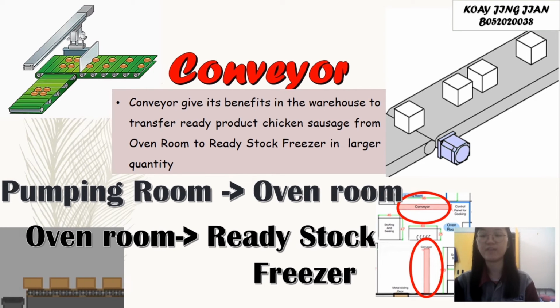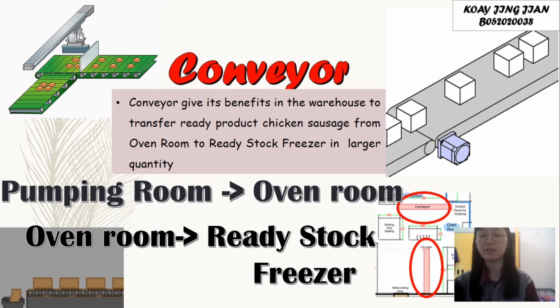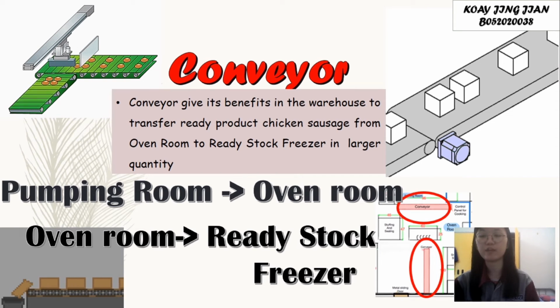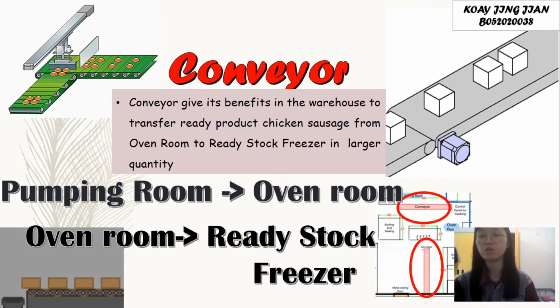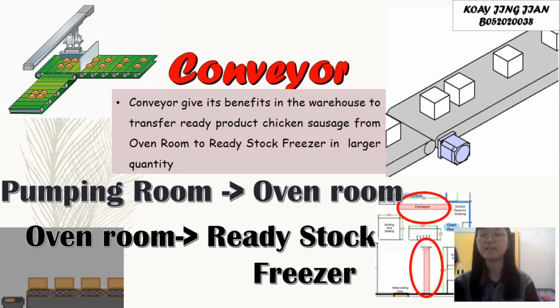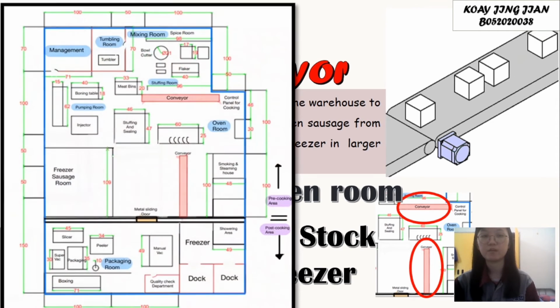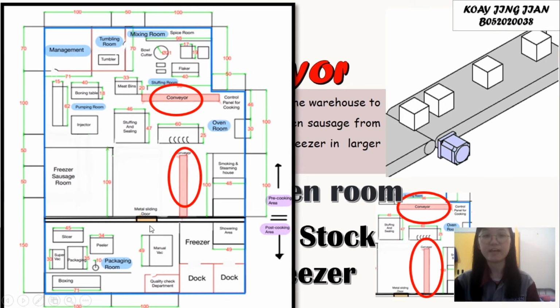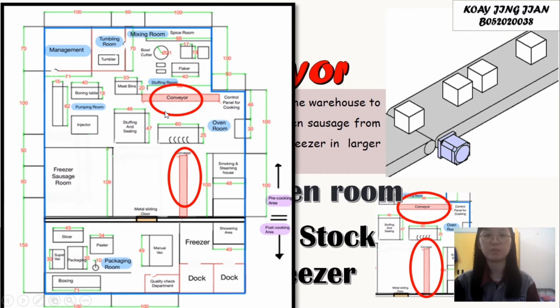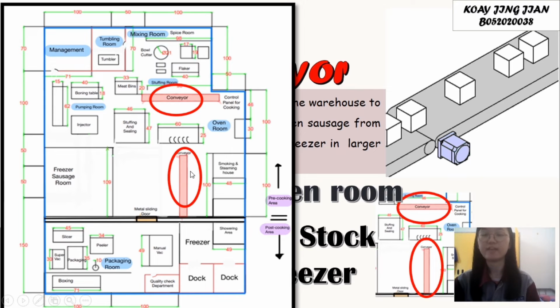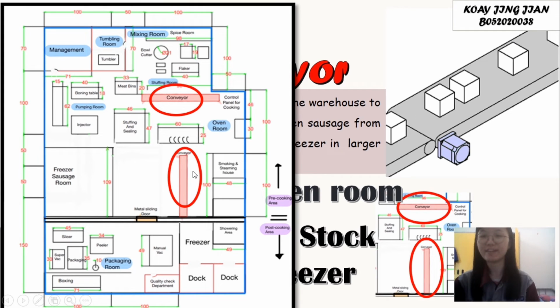On the other hand, the conveyor also gives benefits in the warehouse, to transfer ready product, chicken sausage, from the oven rooms to the ready stock freezers in larger quantity. So we can see that we added two conveyors between two departments. That's all for me for the improvement. Thank you.